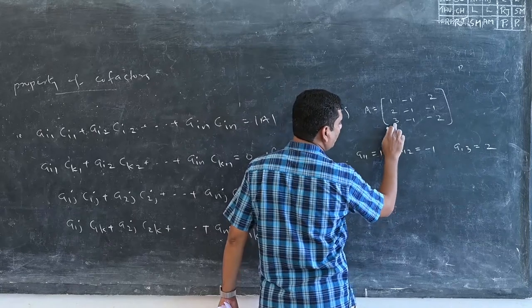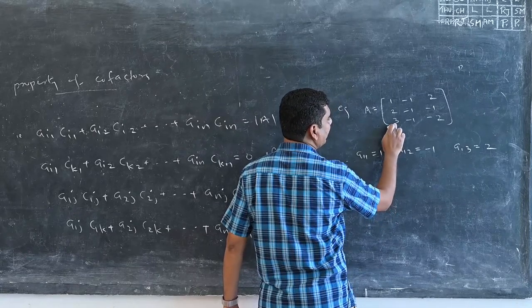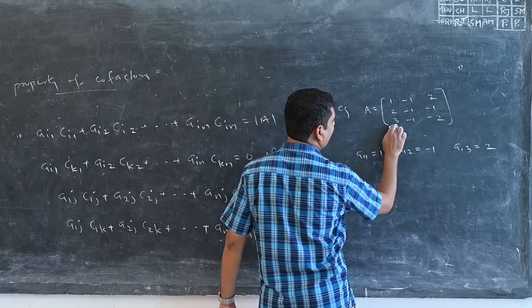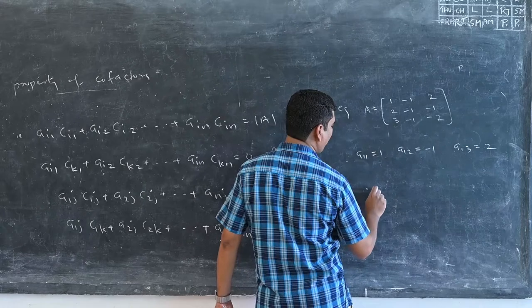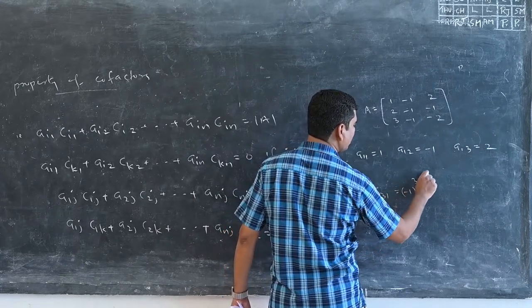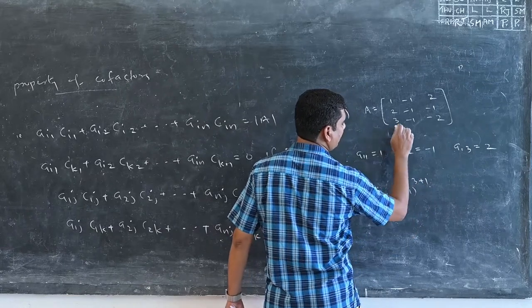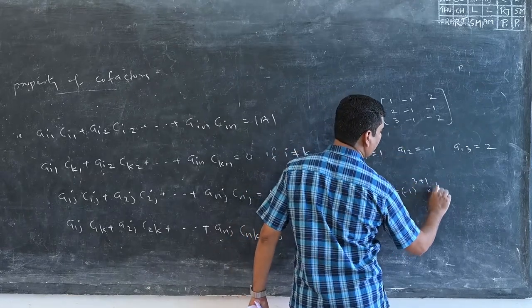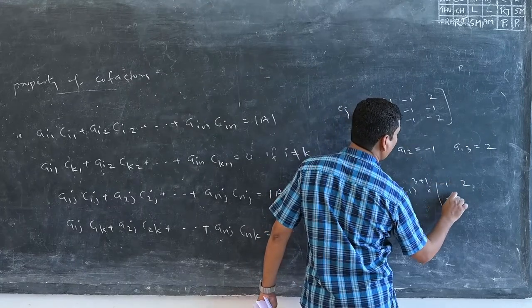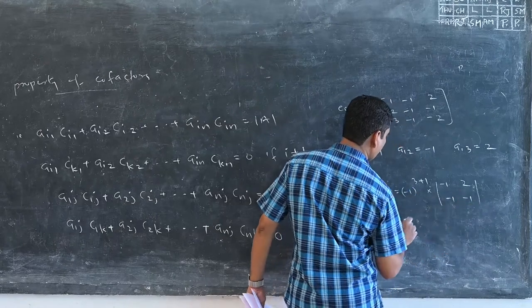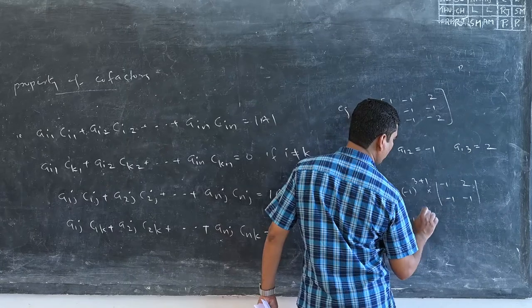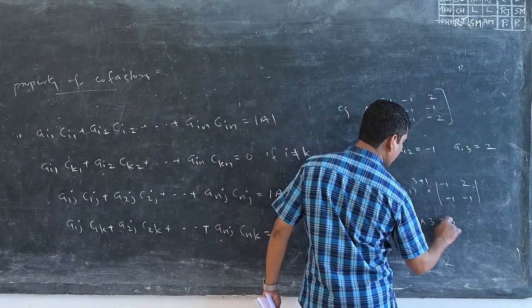Now we find cofactors of the third row. So this is the element a31. Its cofactor c31 is equal to minus 1 raised to 3 plus 1 into the minor of this element. It is the determinant of minus 1, 2, minus 1, minus 1. It is 1 plus 2, which is equal to 3. So c31 is equal to 3.